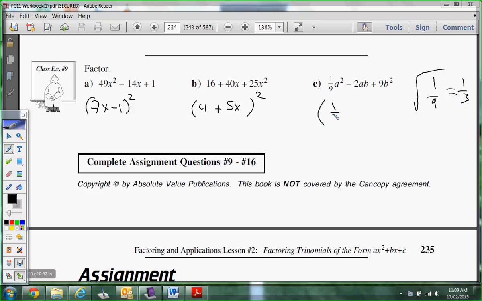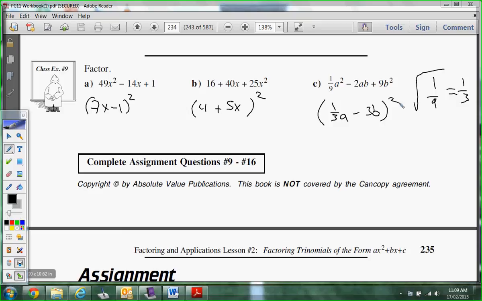Okay, so I'll help with the fraction part. So we know it's going to be 1/3 a. What's the second part going to be, Carson? What do you think the second part, the last from the end? Yeah, so what's square root of 9? Right, and then the b, because it's b squared. Okay, so that's what it is. Let's test it. 1/3 times 1/3 is 1/9. That's good. A squared, yeah. 3 times 3 is 9, good.